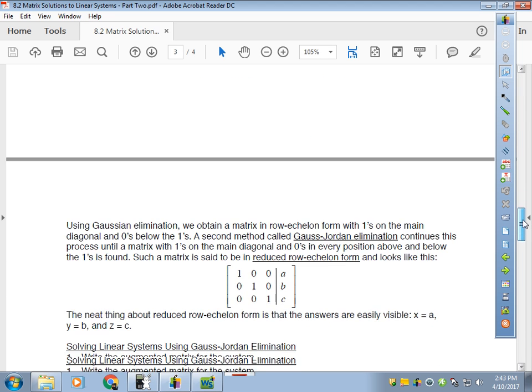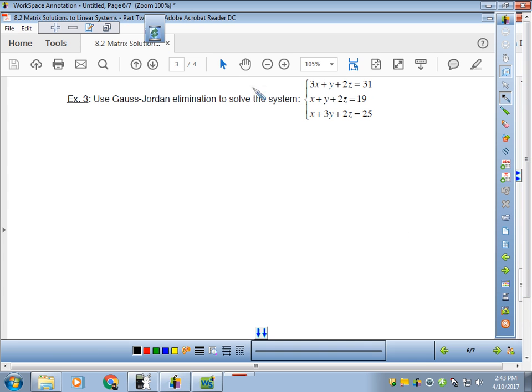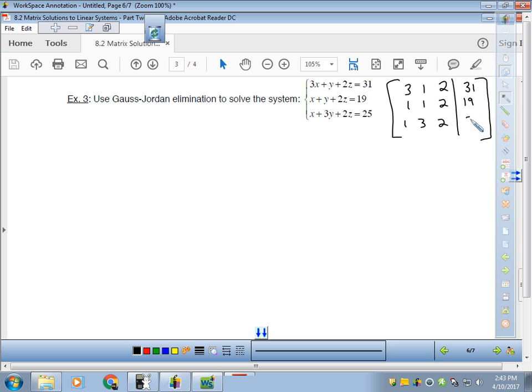So what we're going to do here is we're going to use reduced row echelon form to solve some equations. So I have 3, 1, 2, 31. I should be writing this down. 3, 1, 2, 31. 1, 1, 2, 19. And 1, 3, 2, 25.